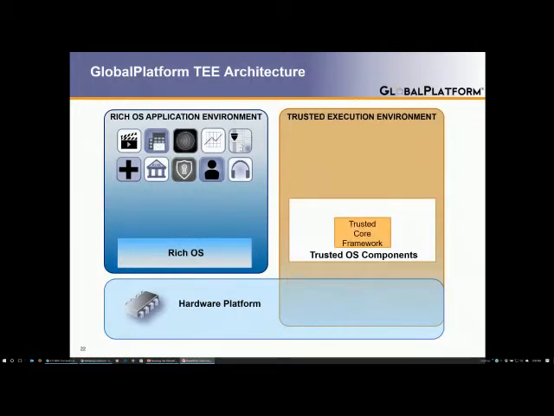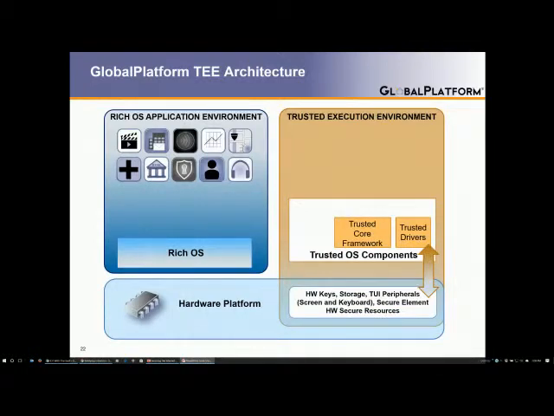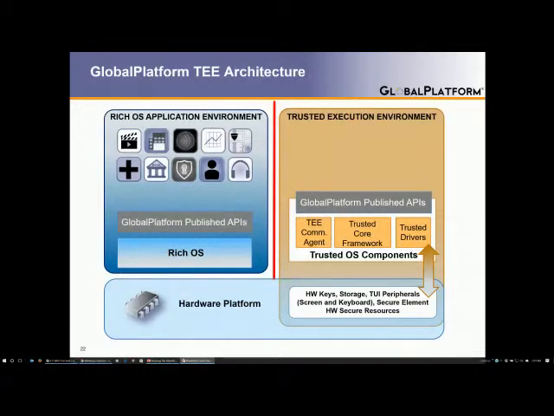It has a trusted core framework that allows it to operate with applications, trusted drivers to talk to different kinds of hardware systems, and a trusted communications agent that allows your communications with the rich OS. There are some published APIs that also allow applications to communicate with the trusted framework. And we have our own APIs inside of the rich OS that allow the rich OS applications to securely communicate with the trusted execution environment.